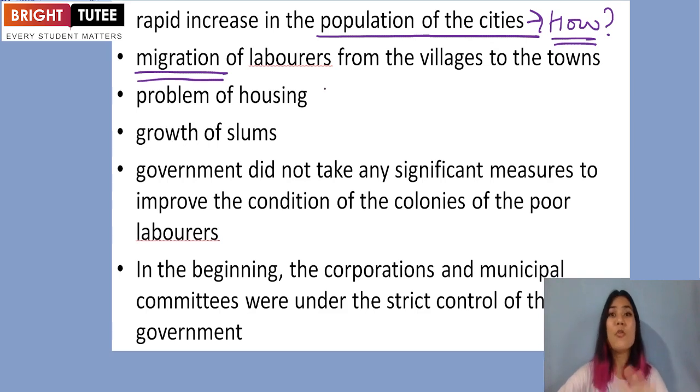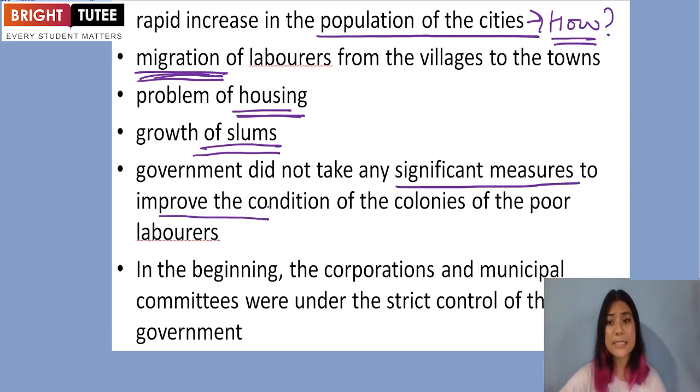Now, because so many people were migrating to the newly emerged cities and towns, and the population was rapidly increasing, there was a problem of housing. Not everyone got houses; not everyone could afford houses. The cities became overcrowded, and as a result of the housing problem, there was growth of slum areas. As this problem started, the British government did not take significant measures to improve the condition of the cities, and also to improve the condition of the poor laborers and workers who did not get any houses and who lived in the slum areas.